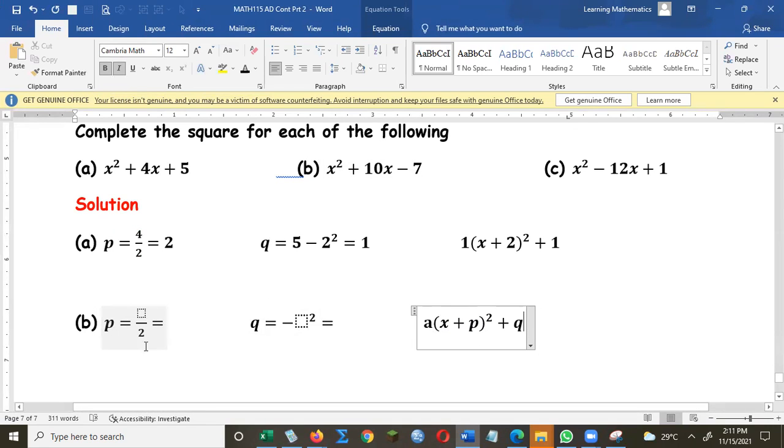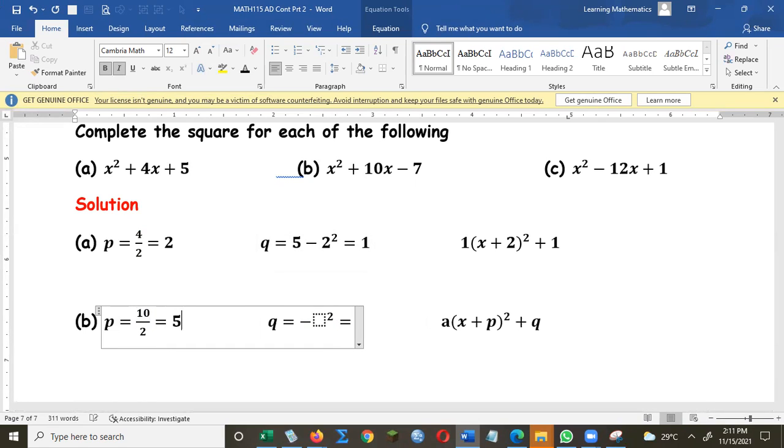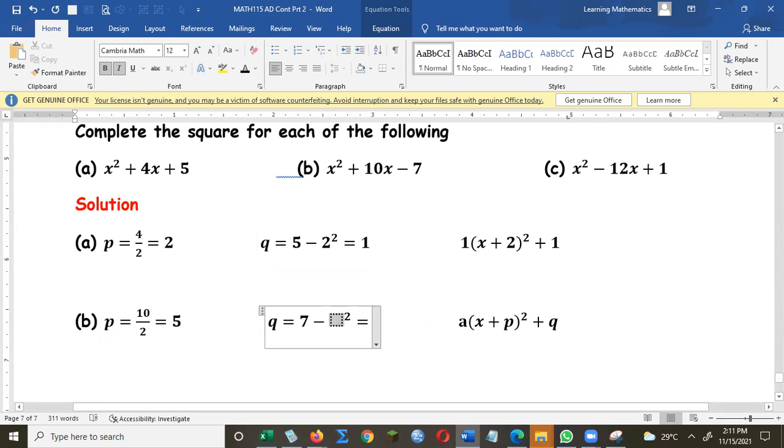P is what number divided by 2? Anybody? 10 divided by 2 because B is 10. 10 divided by 2 is 5. What about Q? Q is a number minus somebody squared. Somebody says 7. 7 minus 5 squared. Anybody agree or would like to disagree?